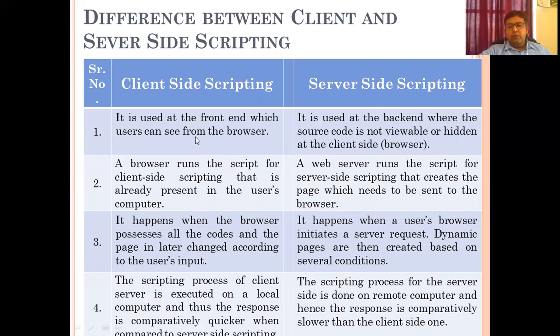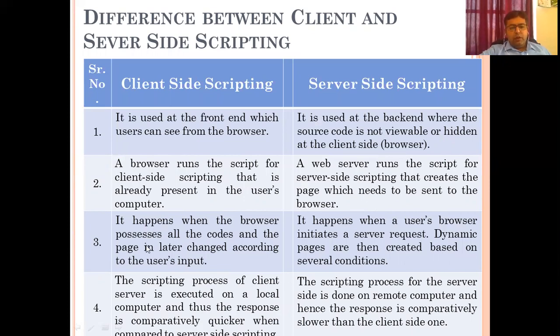While in client-side scripting, the user is already developing the web page, so it is possible to see the source code. Now, the second point: a browser runs the script for client-side scripting that is already present in the user's computer, right? This particular script is available in the user's computer, because the user has developed it. While a web server runs the script for server-side scripting, which creates the page that needs to be sent to the browser, right? So it is available on the web server.